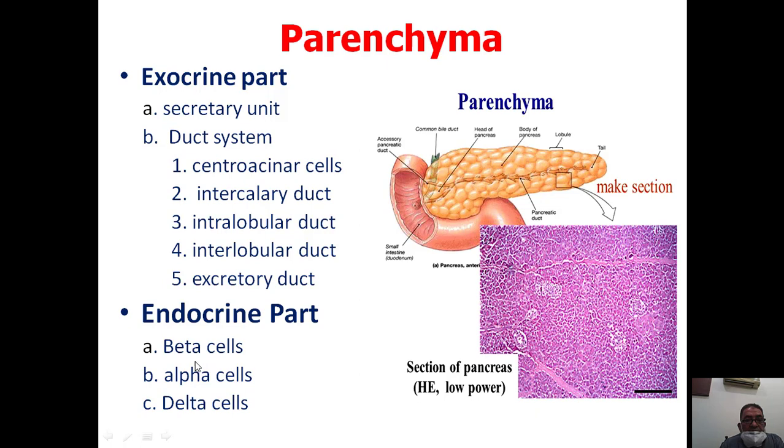The endocrine part consists of well encapsulated islets of Langerhans, with beta cell, alpha cell, and then delta cell. 3 types of cells are visible according to their staining property, according to the mode of secretion. Beta cell secretes insulin, alpha cell secretes glucagon, whereas delta cell secretes somatostatin.